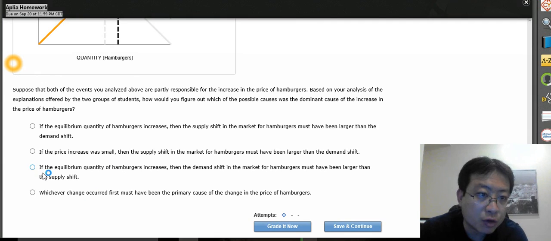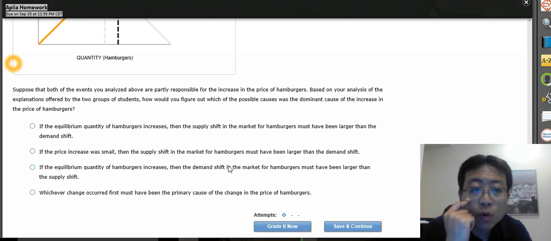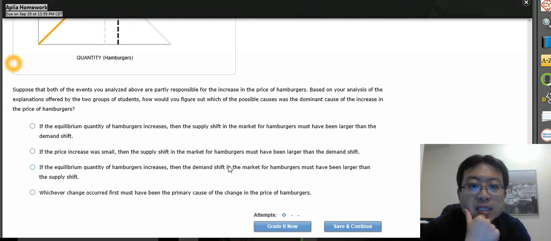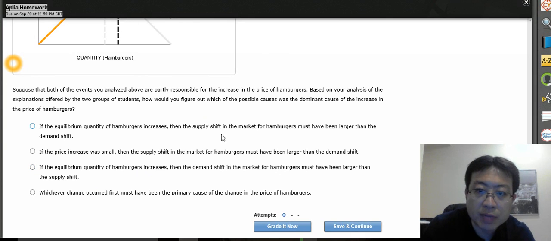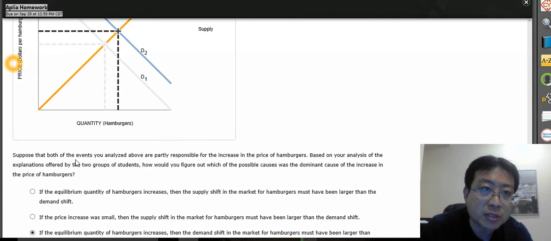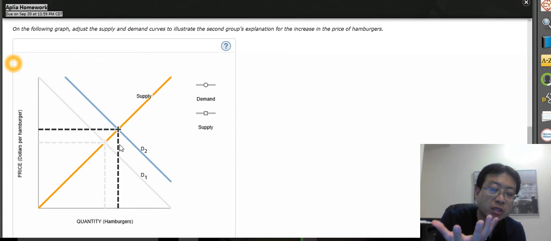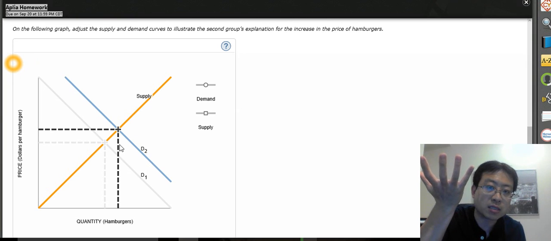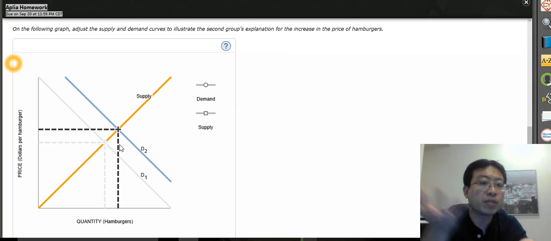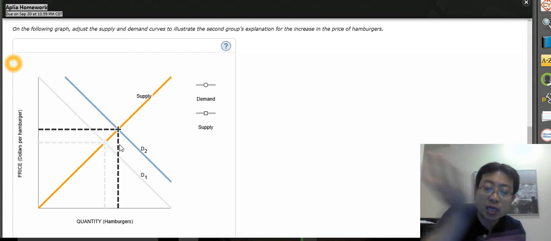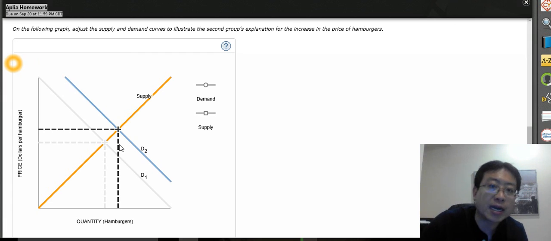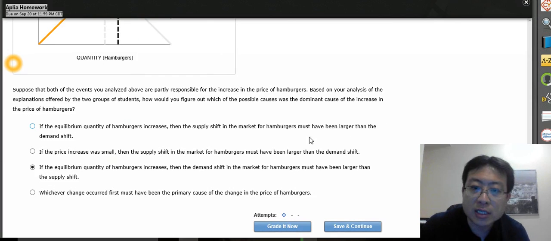Now the third one says if the equilibrium quantity for hamburger increases, then the demand shift in the market for hamburger must be larger than the supply shift. This is actually a good answer, because as you're seeing over here, demand is going to push the quantity higher, and supply pushes the quantity lower. So if demand shifts more than supply, your combined effect on quantity will be an increase. So that's the answer. Okay, so let's give it a try.